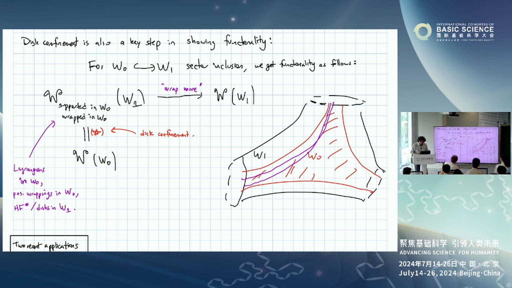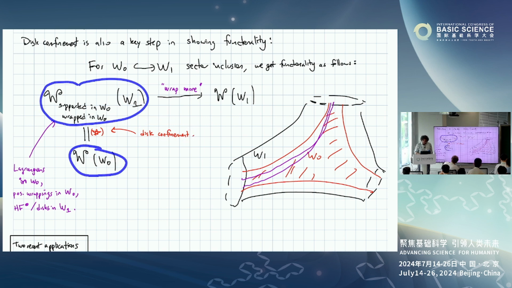But when I'm taking my Lagrangian Floer cohomology and counting disks, I allow my disks to live in W1. Okay? And this category has an almost tautological map to the Fukaya category of W1, which is just called wrap more. Include a direct limit over a smaller collection of wrappings, the ones in W0, into the larger collection of wrappings. But all the disk counts are the same in the subsystem of the direct system of morphisms, and the objects are a subset. And so if one has a disk confinement result, then you learn that this category is actually the Fukaya category of W0.